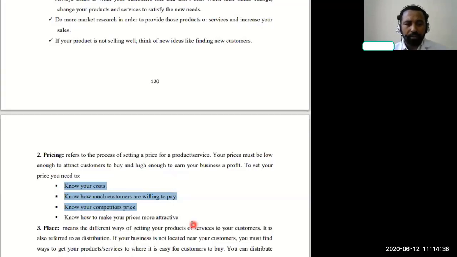So using the pricing strategy, manufacturing companies or service companies could set their own price based on three things. One, they have to know the cost of their product and the capability of their customers to pay for that product, and take into consideration the market price or the competitor's price. Based on these three things, you can set your own price.